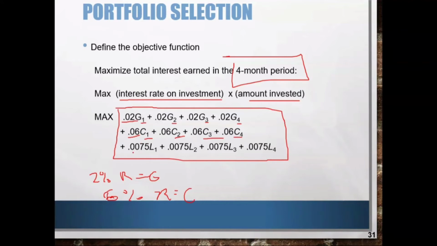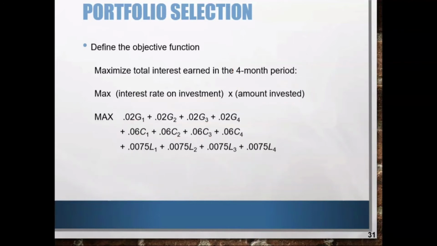And we also have 0.0075 times L sub 1, the local investment. We got this from the 3/4 of 1%: every month it earns 0.75% for local investment. So we have now defined the objective function, which is maximization.